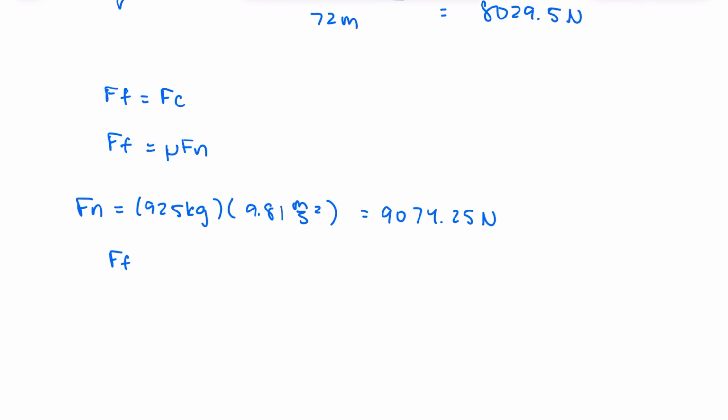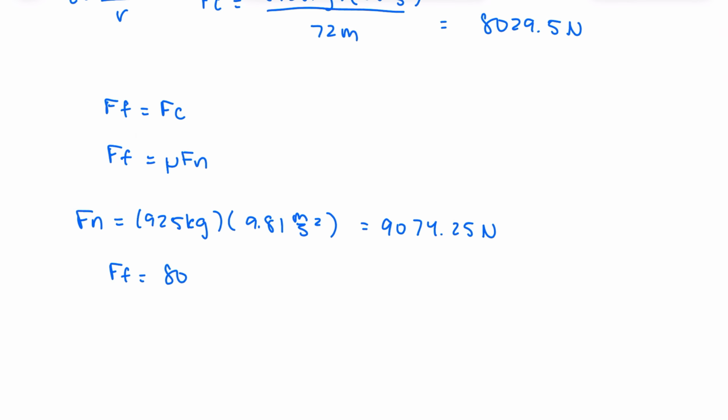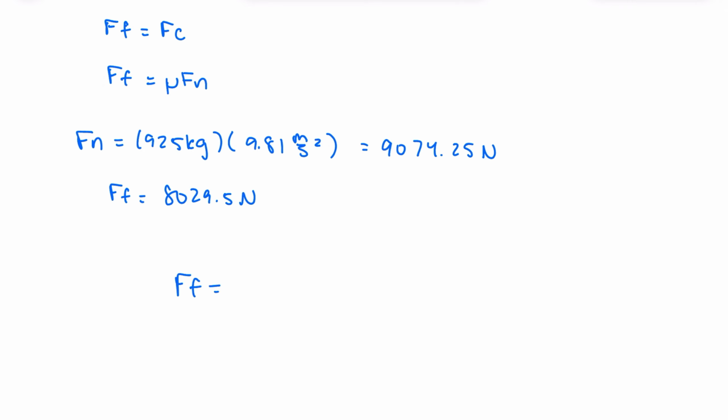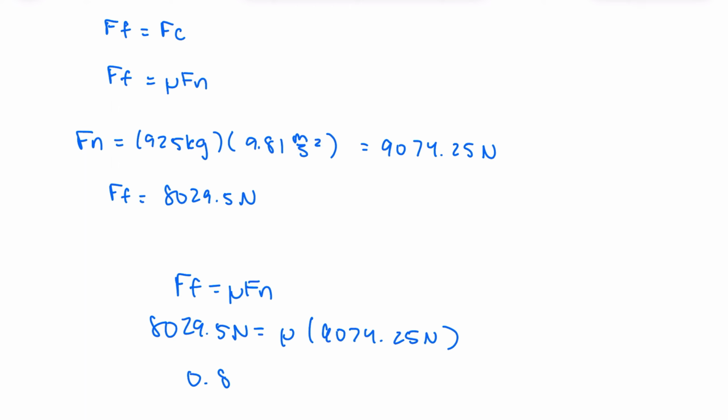So now F_f equals F_c. So F_f is equal to 8,029.5 newtons. Plug everything back in. F_f equals mu F_n. 8,029.5 newtons equals mu times 9,074.25 newtons. So we're going to get a value of 0.88 for coefficient of friction.